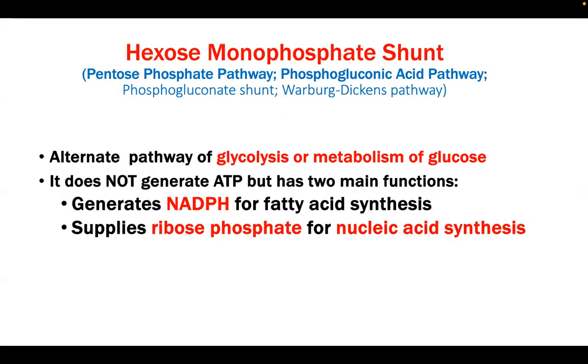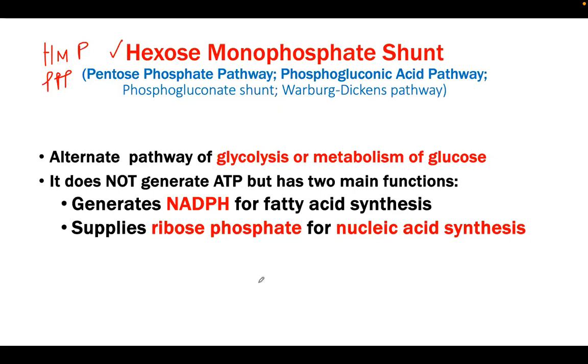Now, let's talk about some basics about the hexose monophosphate shunt. It has several aliases. It is also known as the pentose phosphate pathway, or what we commonly refer to as the PPP. It is also known as the phosphogluconic acid pathway, or the phosphogluconate shunt, and it is also known as the Warburg-Dickens pathway. For the sake of your examination, just remember HMP, the hexose monophosphate pathway, and PPP, which is the pentose phosphate pathway.